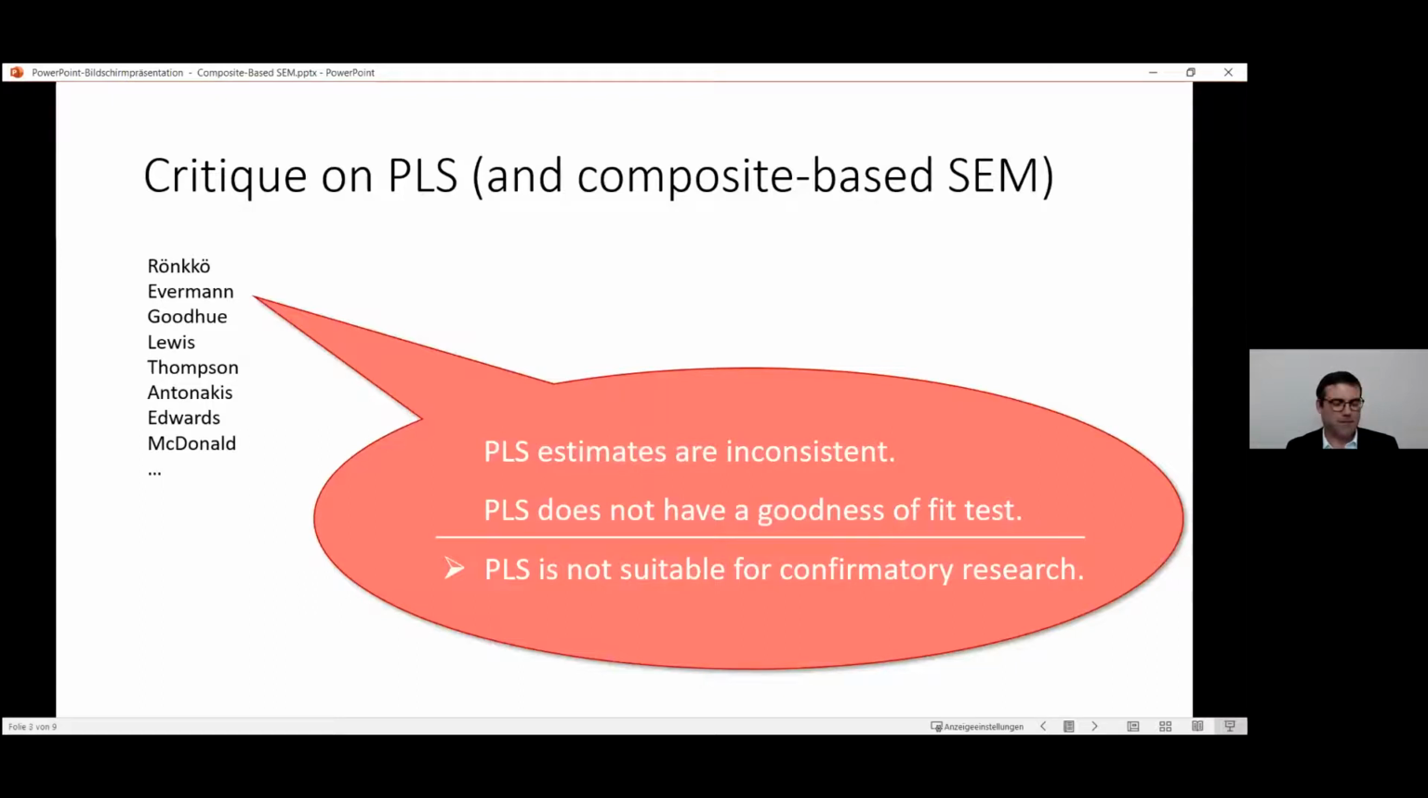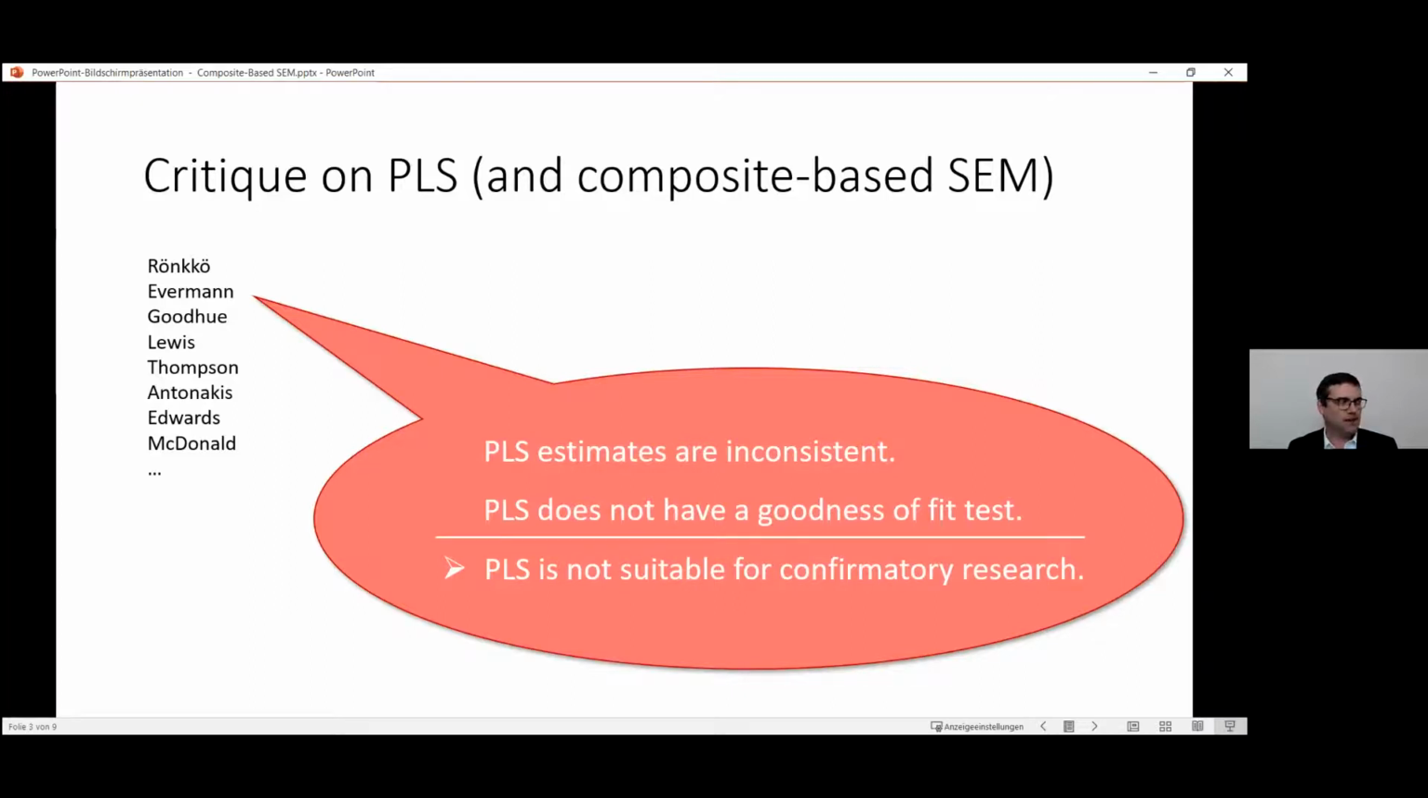Now, I would like to look back some years, to the time 2013 and 2014 when PLS was under a fierce debate. There were several papers, particularly by Rönkkö and colleagues, by Goodhue, Antonakis, and these authors, who criticized PLS, saying that it does not do its job. It doesn't fulfill its promises, what people say PLS would do.